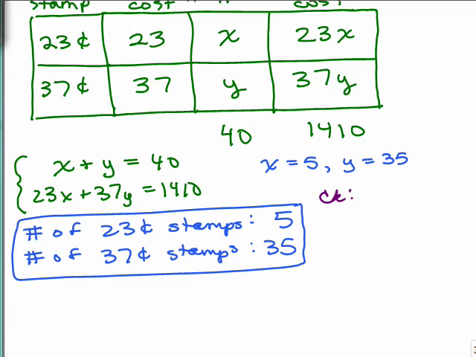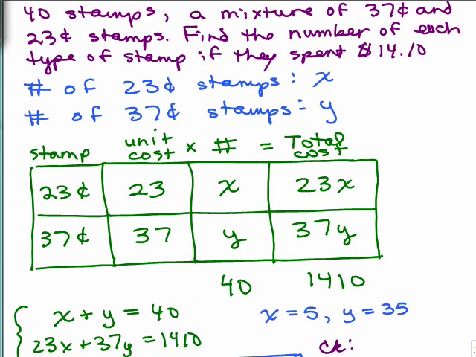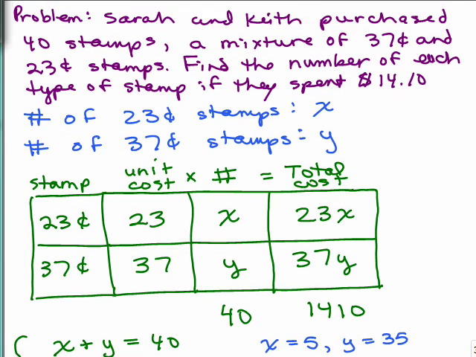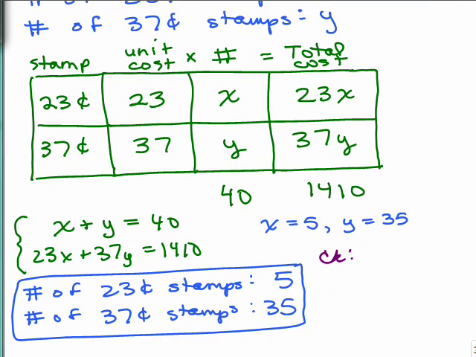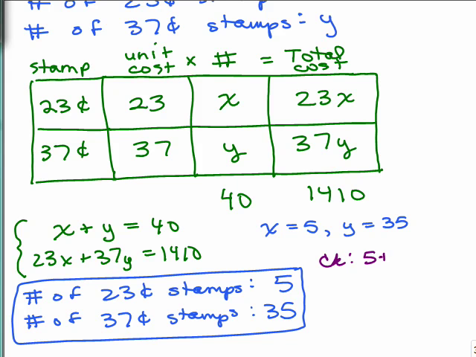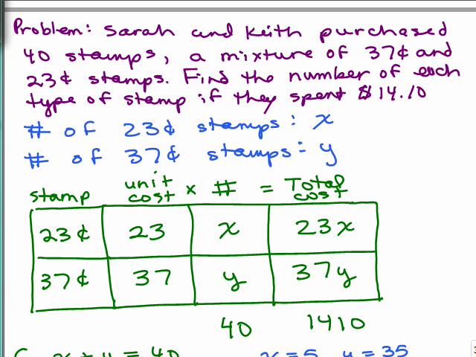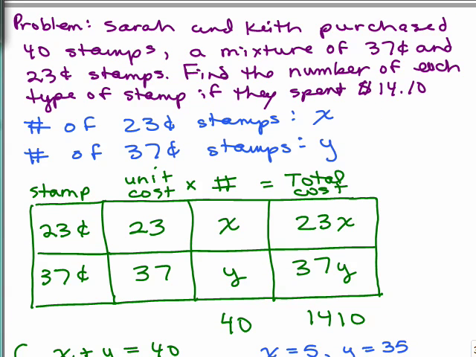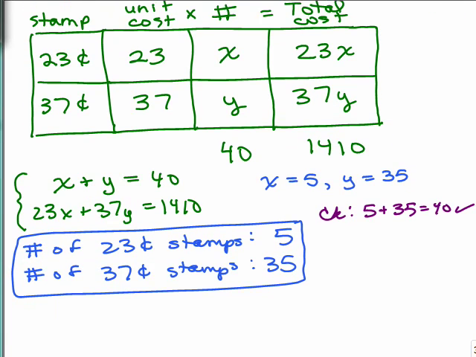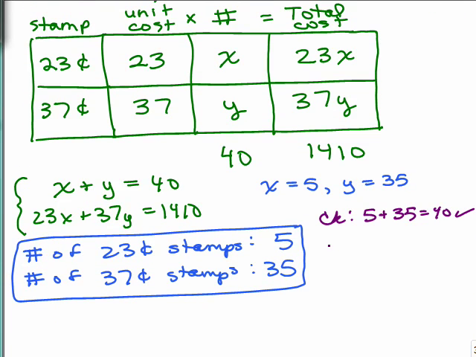Okay, so I have to look back at the original problem here. It says we've got 40 stamps. First of all, does 5 and 35 add up to 40? Yeah. Okay, that was the easy part. Sure, it did add up to 40. Also, it says that the total cost of this number of stamps is $14.10. So let's see the cost. All right, so for the 23-cent stamps, I've got 5 23-cent stamps. So that's going to be 5 times 23.